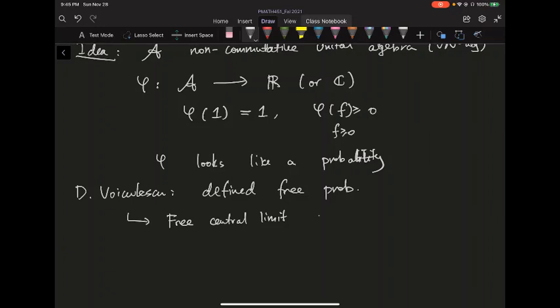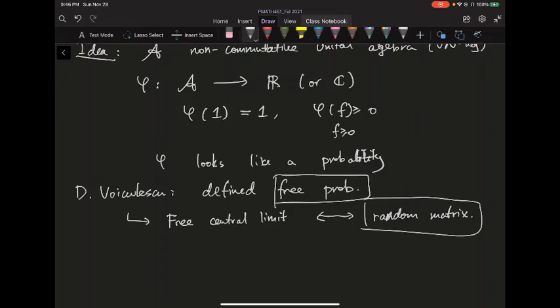And it turns out this has a really nice connection with random matrix theory. One way to think about it is if you randomly pick a bunch of matrices, then their eigenvalues asymptotically look like freely independent random variables, and you have this connection. These connections are a very active area of research. One is free probability, and the other is random matrix theory, and they are often related.